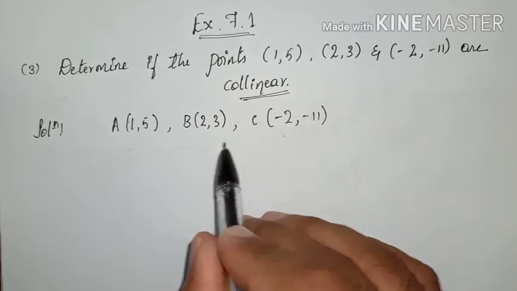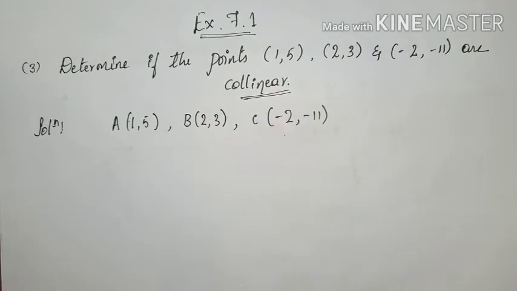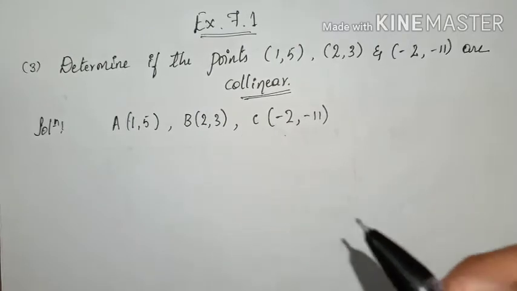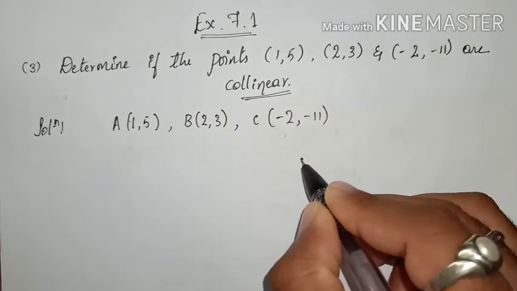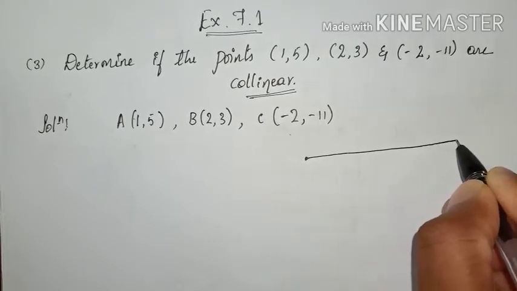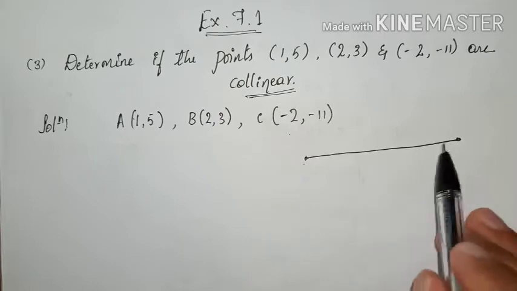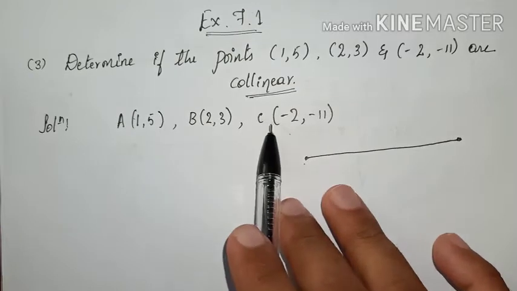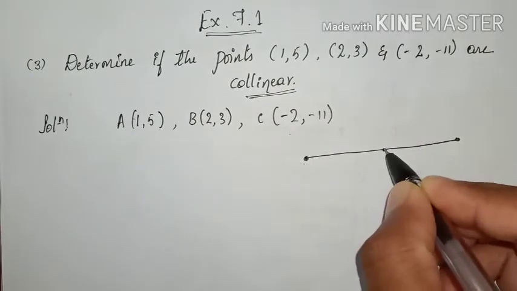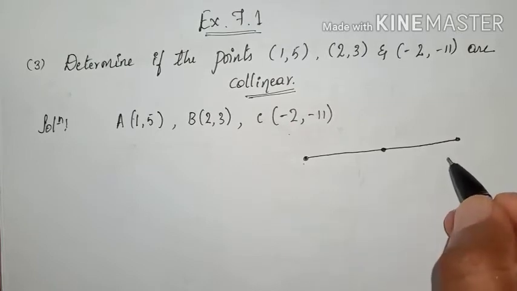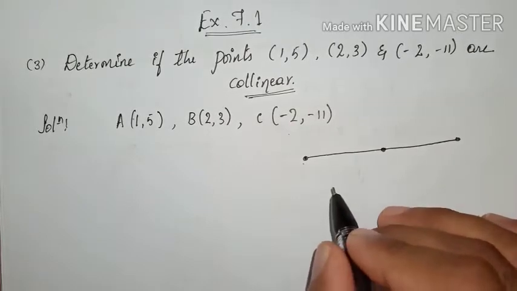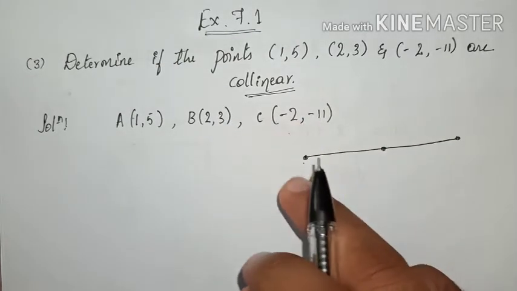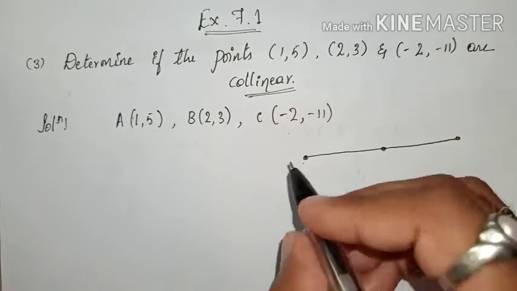So if these 3 points lie on a single straight line, then I can say that it is collinear. What does it mean? Are you getting confused? Quite simple. Let me take a straight line here. Here is the straight line. If these points are collinear, all these 3 points must lie on this straight line. That's it. If they lie on this straight line, these 3 points are collinear. If not, then 100% it is not collinear.